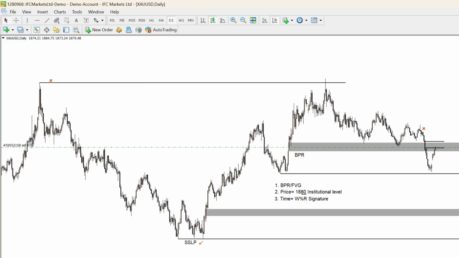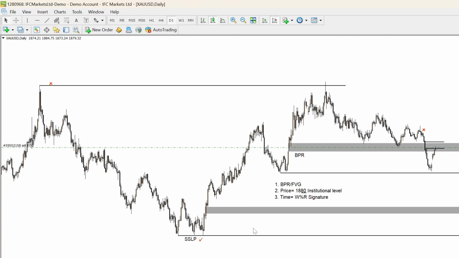So again, this is one of the swing trades that I'm looking for. I'm looking for lower prices going into the next, let's say, 2 to 3 months. Looking for lower prices for the sell side liquidity.